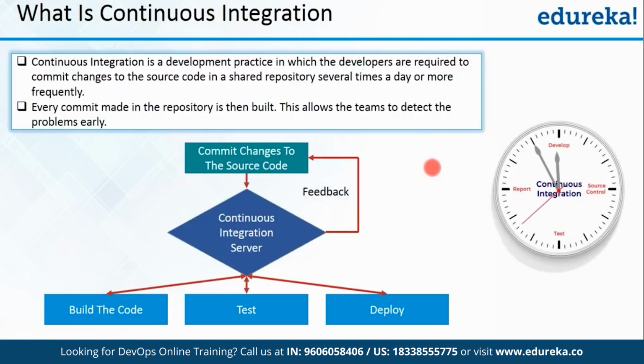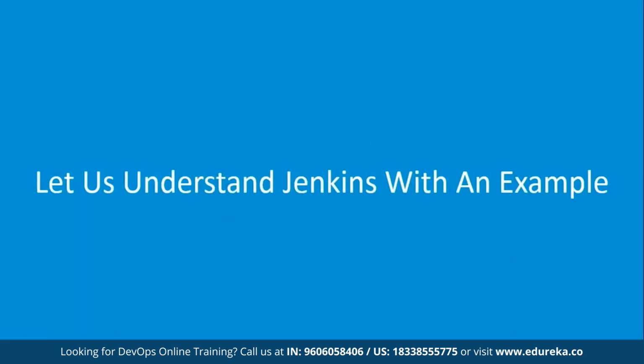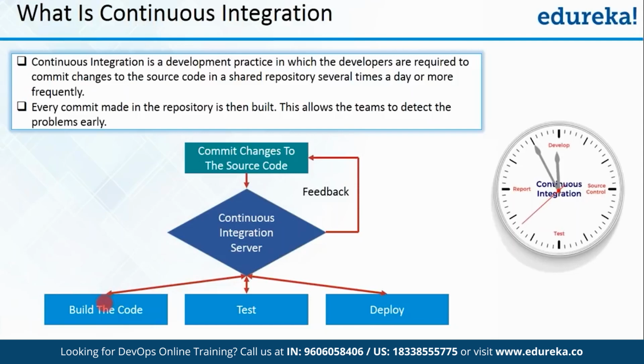Now in the continuous integration process, developers are required to make frequent commits to the source code. They have to frequently make changes in the source code, and because of that, any change made in the source code will be pulled by the continuous integration server, and then that code will be built, or you can say compiled.